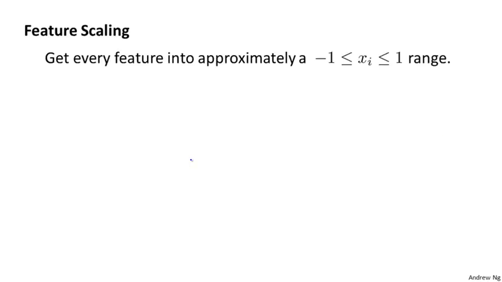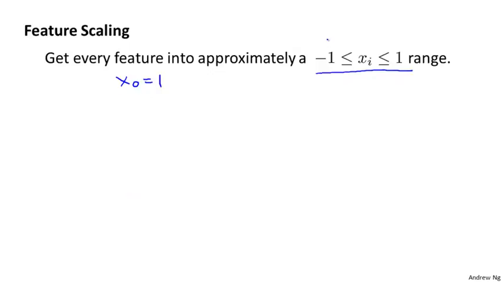More generally, when we're performing feature scaling, what we often want to do is get every feature into approximately a -1 to +1 range. And concretely, your feature x0 is always equal to 1, so that's already in that range. But you may end up dividing other features by different numbers to get them into this range.